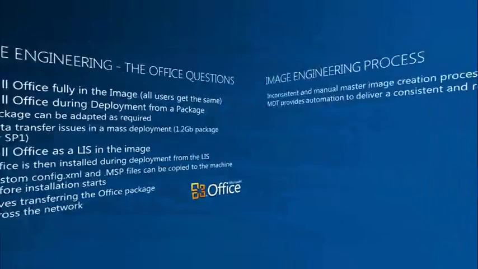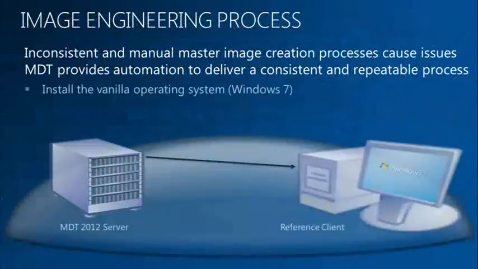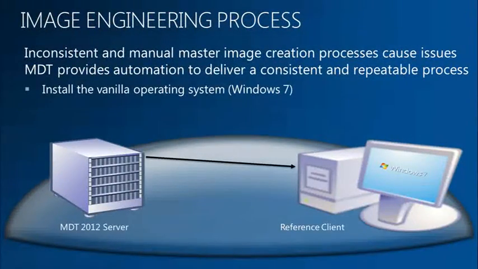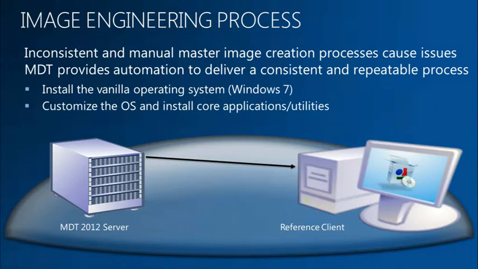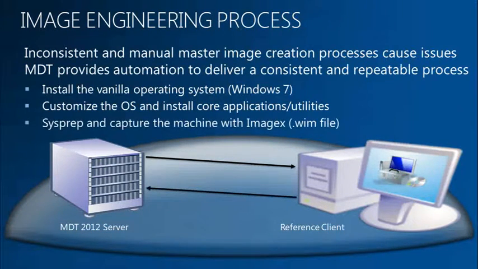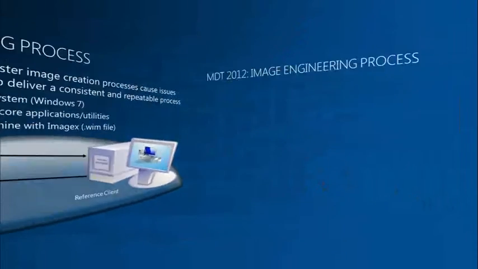So, image engineering process. We've got an MDT server. We build a reference client. It installs a vanilla operating system. We make some customizations. We install some core apps, some core utilities. We do a little bit of branding. We sprinkle a little bit of magic, and then we sysprep and capture it back as an image.